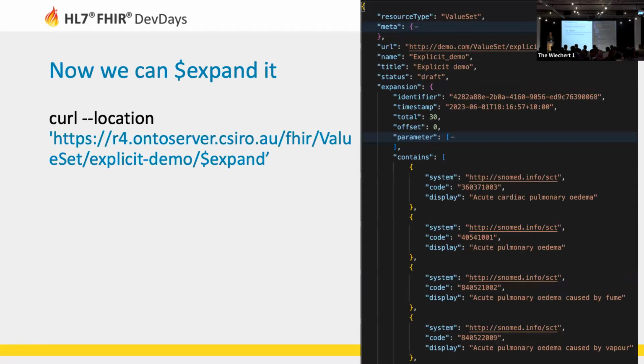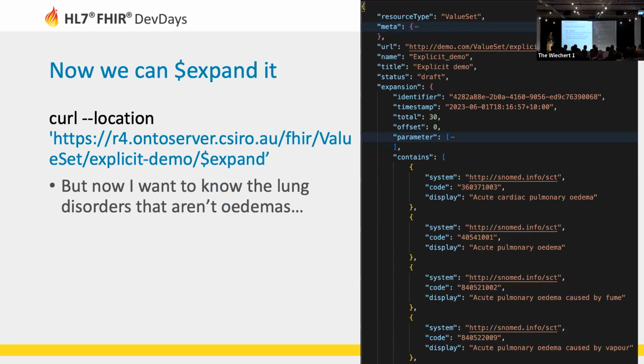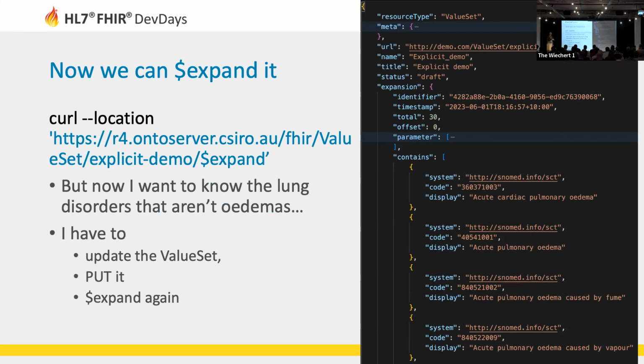And then after that, I need to expand that value set. So I can do a GET request, and I can get an expansion of all the things that are in this case, you're getting pulmonary edemas. But if now I change my mind and I say, oh, actually, I really kind of want to know what the lung disorders are that aren't edemas, how do I do that? Well, I update the value set, I put it back into the server again, and now it's got a different definition, and then I expand it again, all of which is obviously a bit cumbersome and tedious, and certainly not conducive to quickly ad hoc querying and changing.